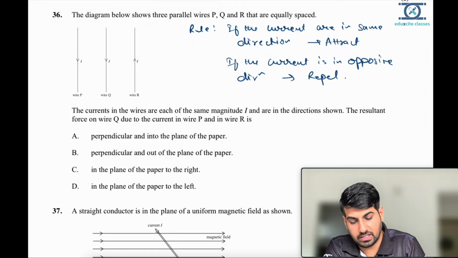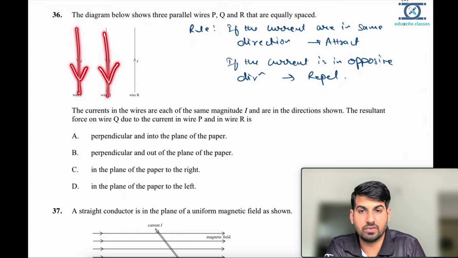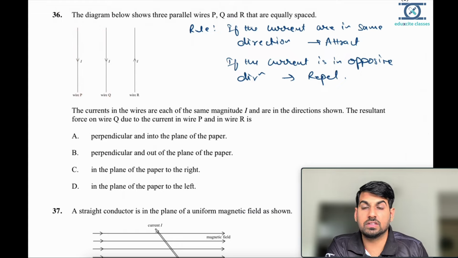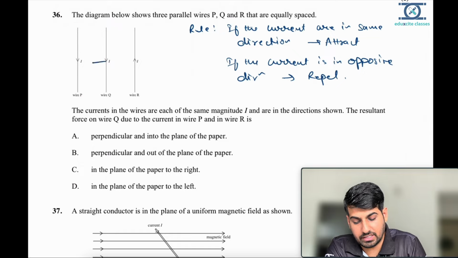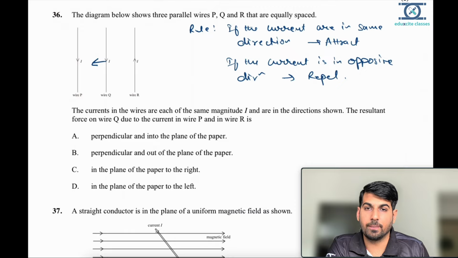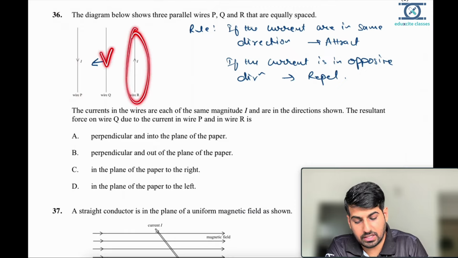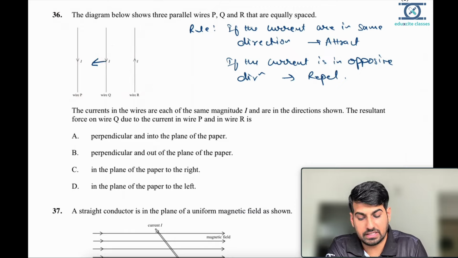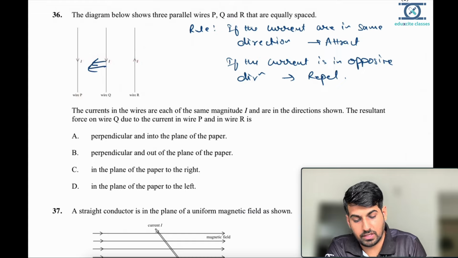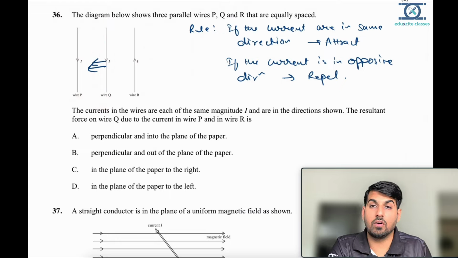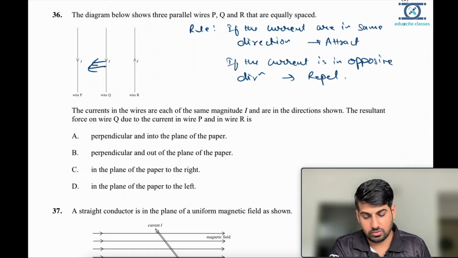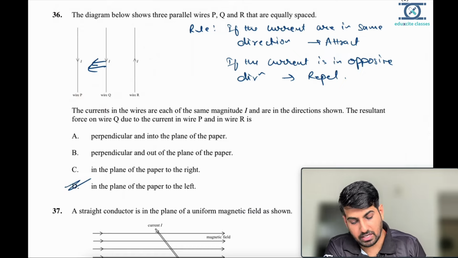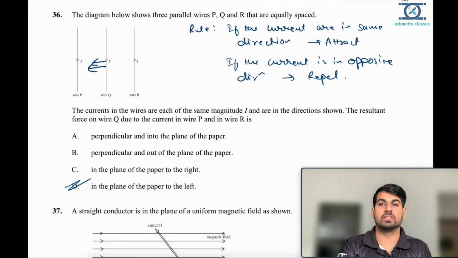Okay, so you can see here, this is moving in this direction, this is moving in this direction. So we have to find out the resultant force on wire Q. So due to wire P, it will attract each other in this direction. Now for wire R, they both are in opposite directions, so they will repel each other. So overall resultant on the wire Q will be on the left hand side, and that too in the plane of the paper. So option D is the right answer, in the plane of the paper towards the left hand side.